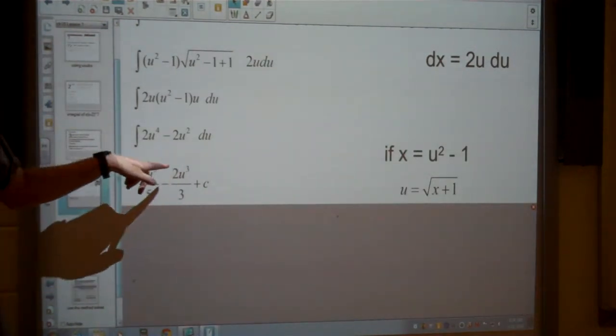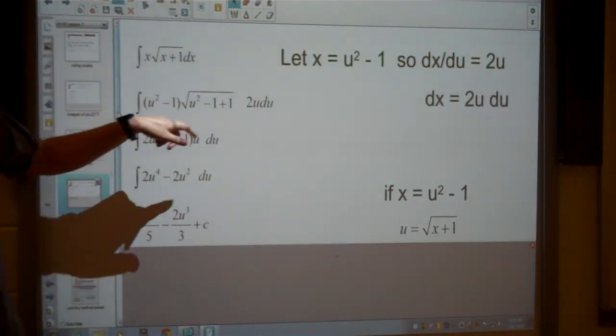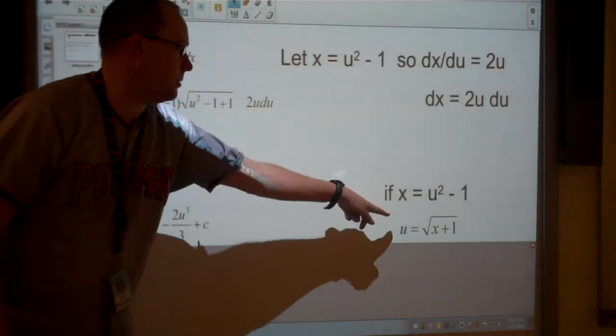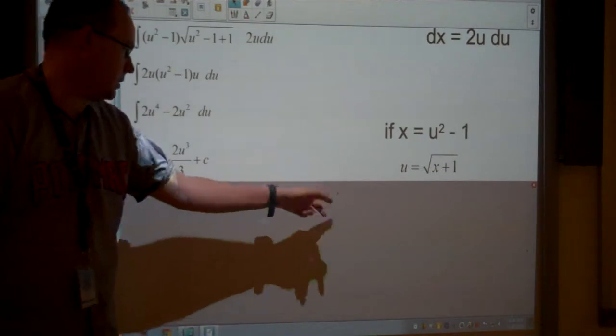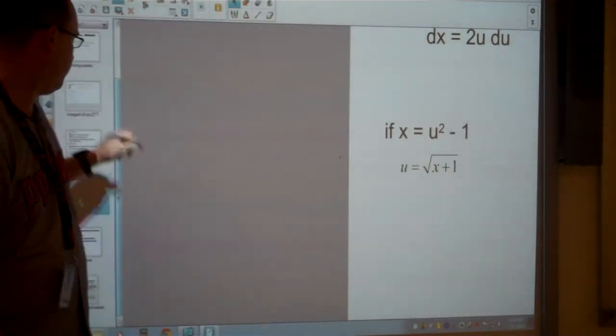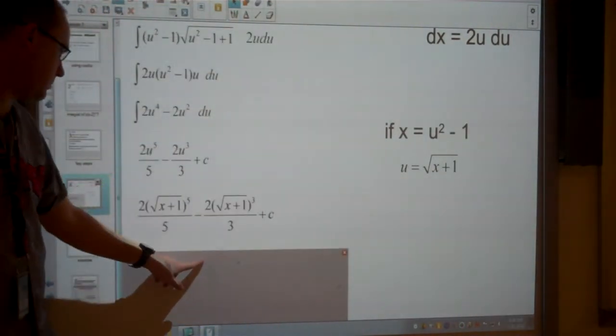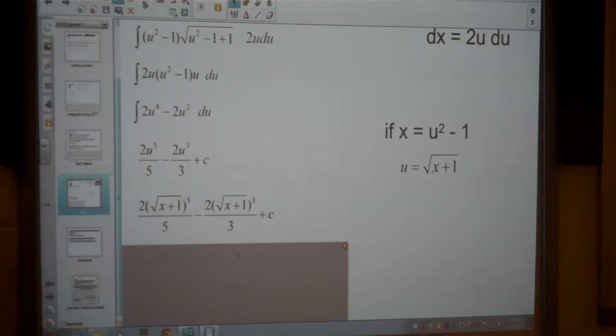Then we're going to substitute back for u. So if x equals u squared minus 1, then if we add 1 to both sides and then do a square root, we can solve for u. And then we should be finished on this question.